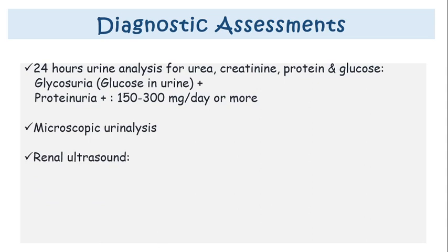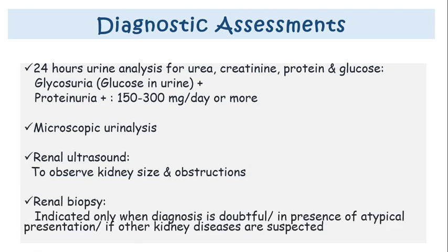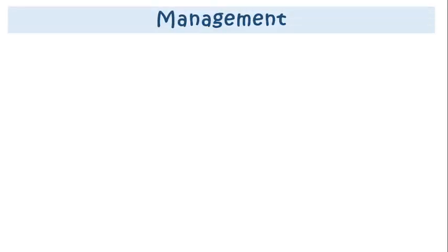And then you have to do a renal ultrasound scan to see the kidney size and any obstructions. Finally, if the diagnosis is doubtful, or if the patient presents with an atypical presentation of kidney damage, or if any other kidney disease is also suspected, then you will have to go for a renal biopsy.